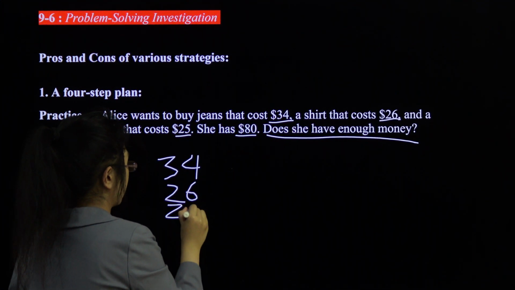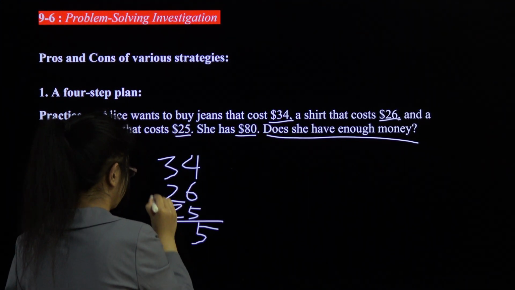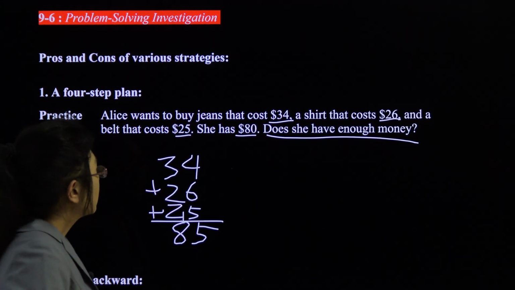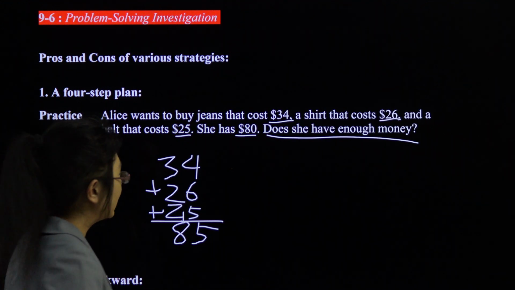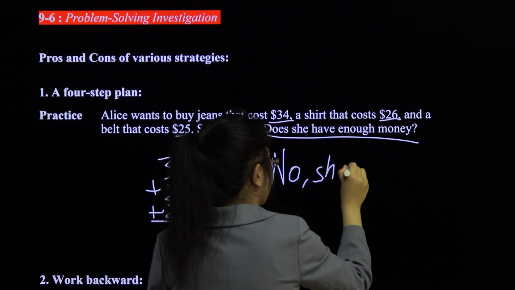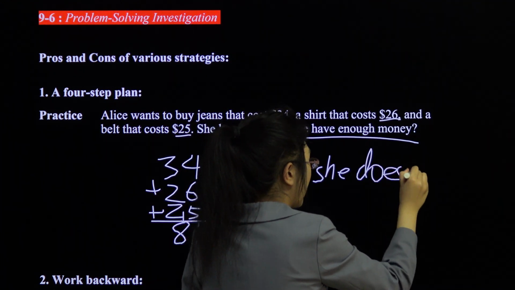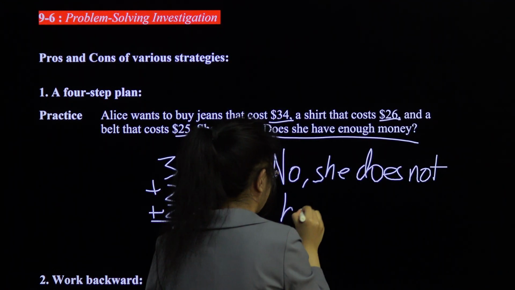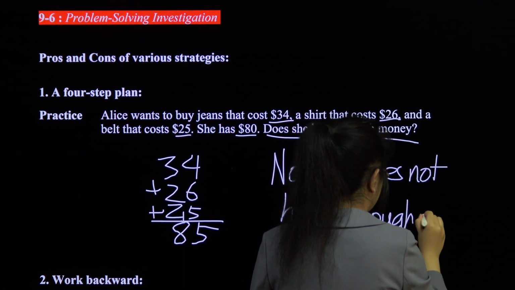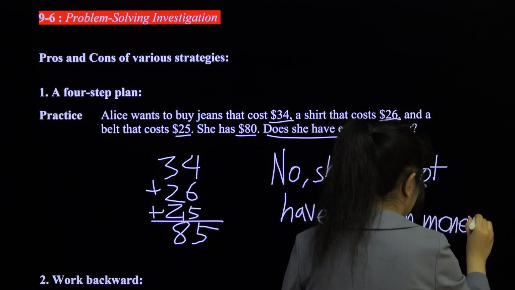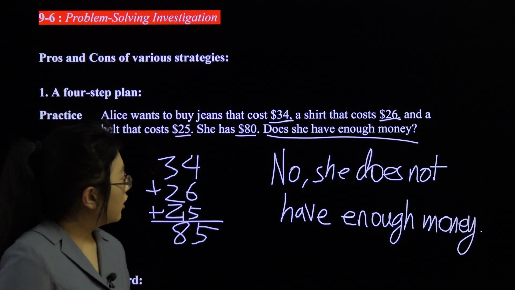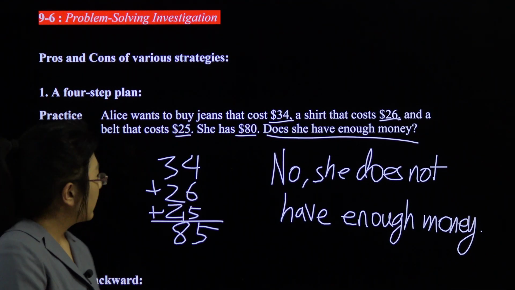34 plus 26 plus 25 is equal to 85. So 85 is bigger than 80. Our conclusion is no, she does not have enough money. Step 4, check. You look, is it reasonable?